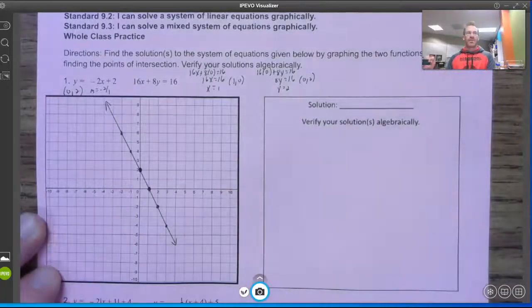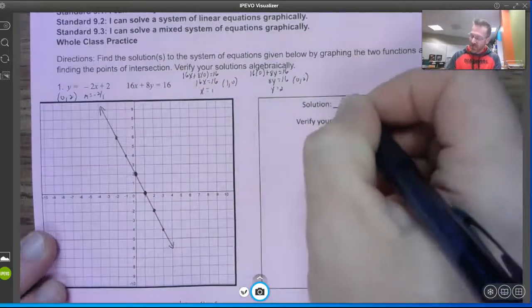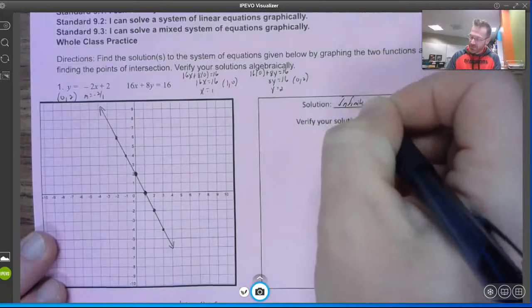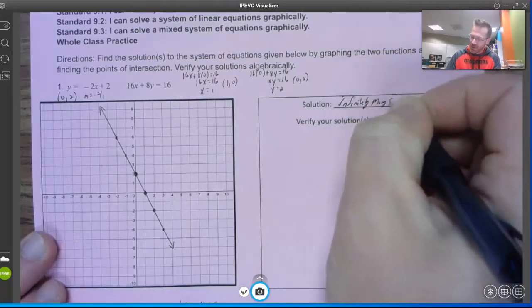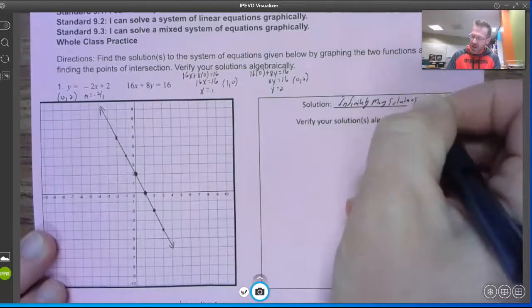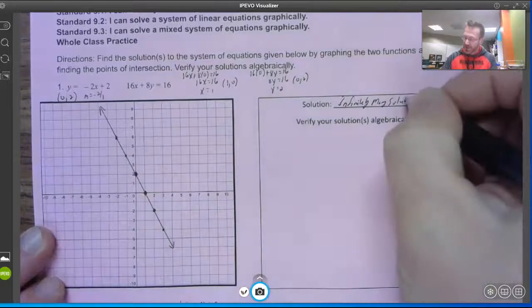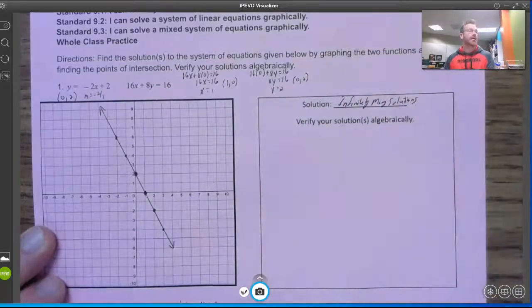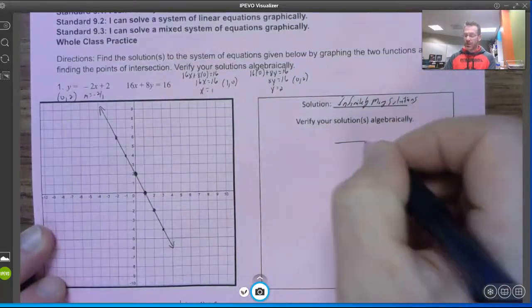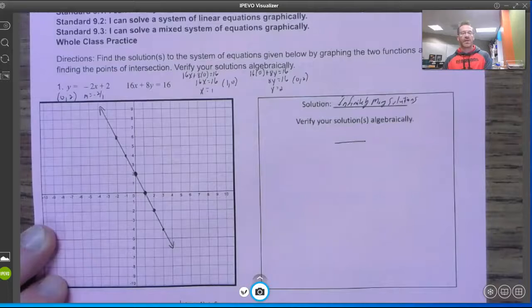So now, system of equations. If I have the same graph on top of itself, remember that means that we have infinitely many solutions. And when we have infinitely many solutions, if you can read that, we do not have to do any verifying here. So we get to skip that step. So that's a nice thing about getting an infinitely many solution problem.